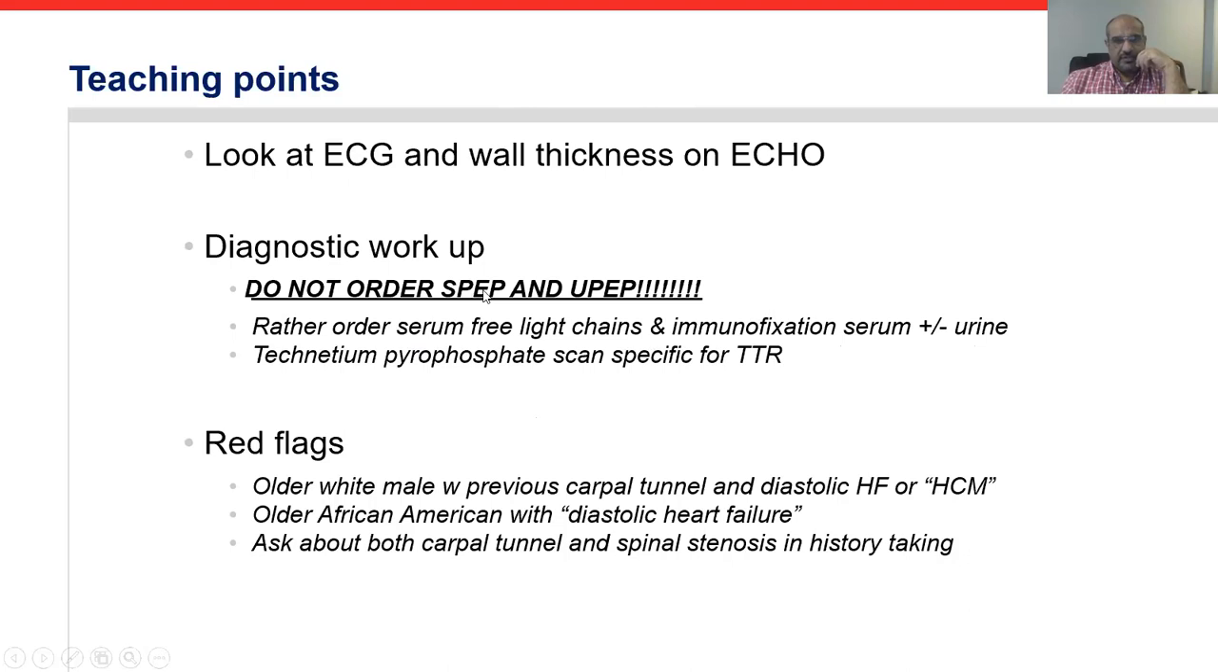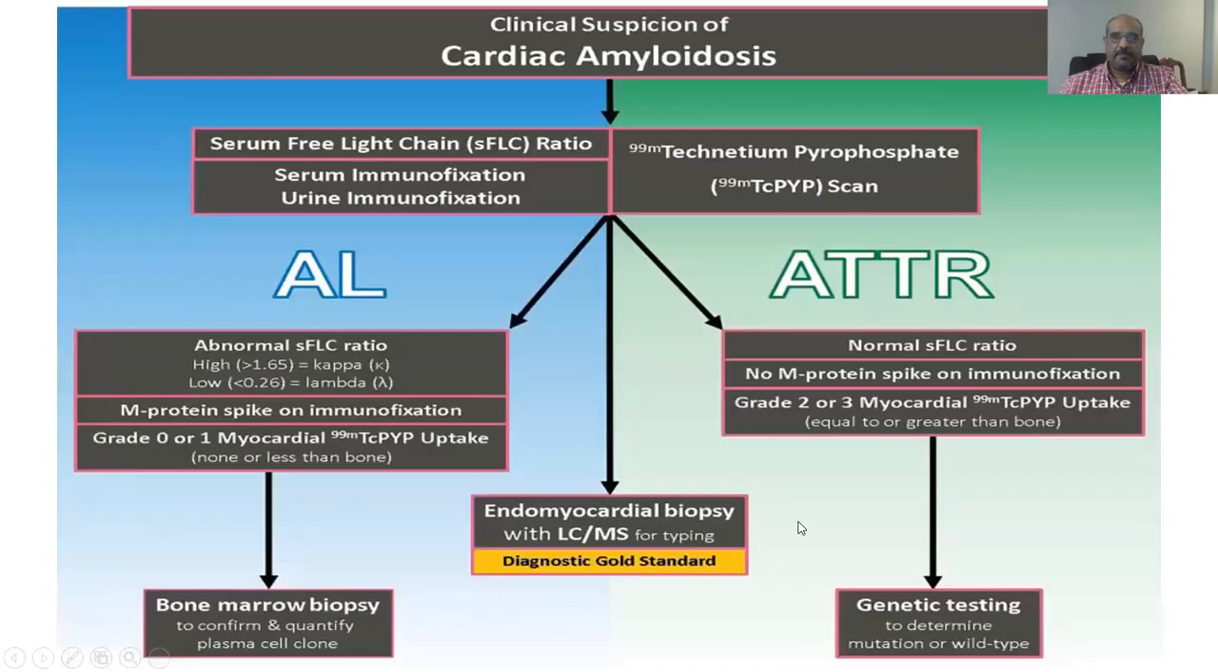Serum protein electrophoresis and urine protein electrophoresis are of no benefit now. The red flags that you can see are an older white male with previous carpal tunnel syndrome and historic heart failure or HOCM, or an older African American with historic heart failure. Ask about both carpal tunnel syndrome and spinal stenosis in any history taking in those patients. Don't forget carpal tunnel and spinal stenosis.